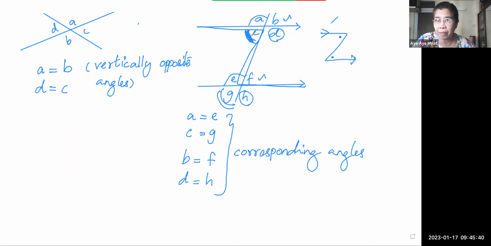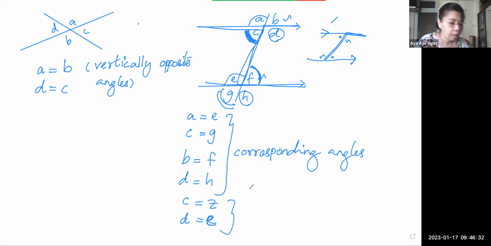C is equal, Z, alternative. Z shape. In the Z shape, the angle and the angle are alternative. D is equal to E. D is equal E. The angles are alternative angles, look for it. Alternative angle.